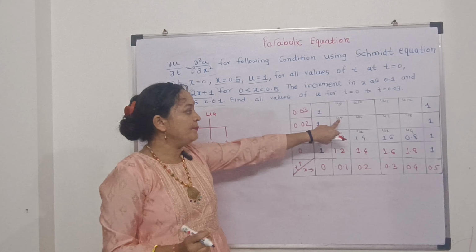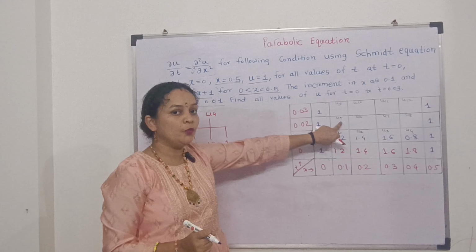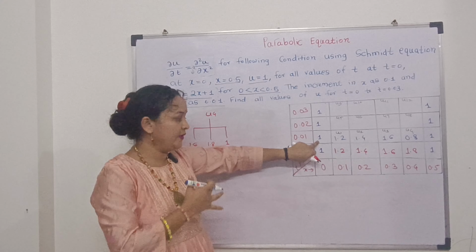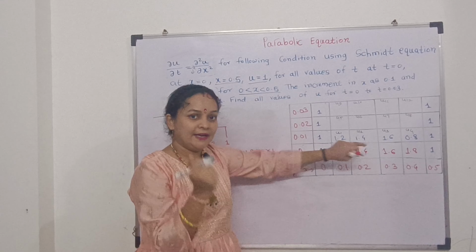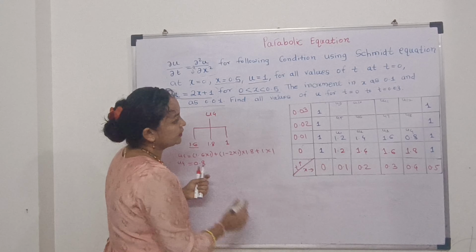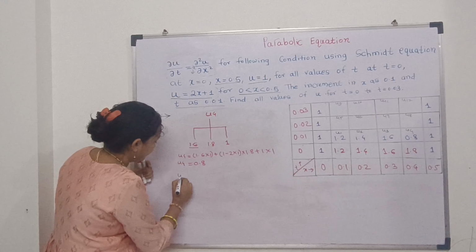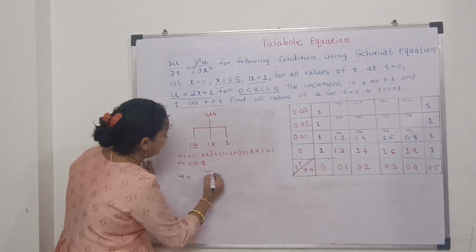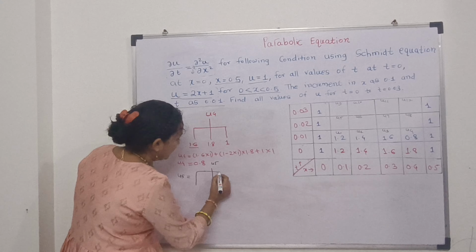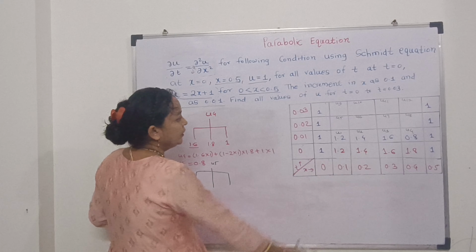Similarly, while calculating u5, this becomes the middle value, this becomes the left hand value and this becomes the right hand value. So similarly, you have to calculate u5. So what should be the middle value of u5?